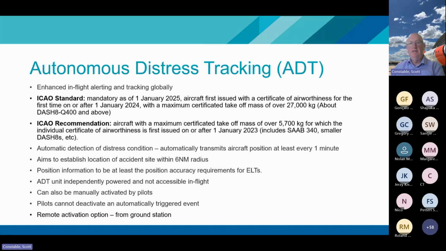The ADT unit is to be independently powered and not accessible to anyone on board the flight. It can be manually activated by pilots. However, the difference here is if it's manually activated, then it can be switched off manually. But if it's automatically triggered, it can only be silenced automatically. No one can turn it off. It can be silenced if the aircraft returns to normal operations.